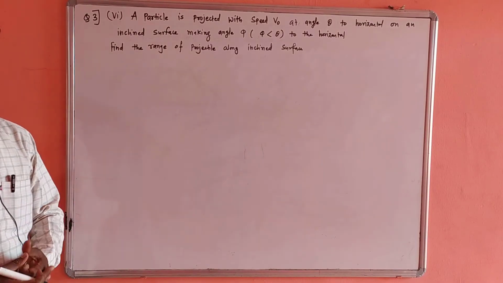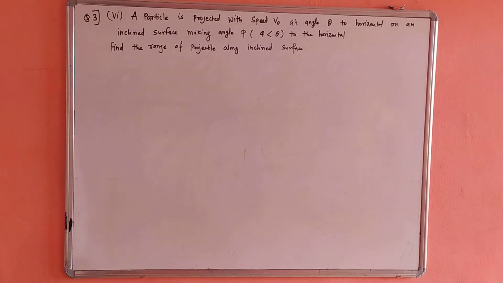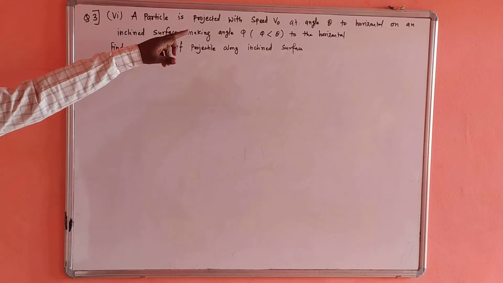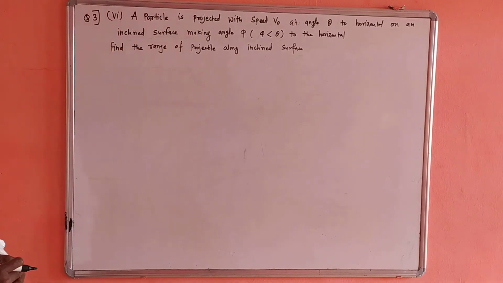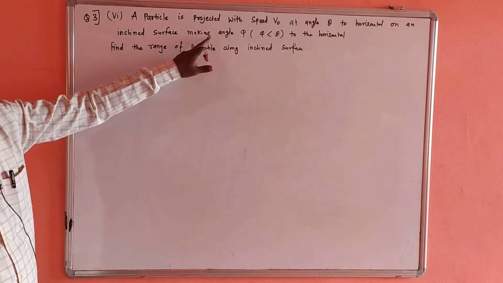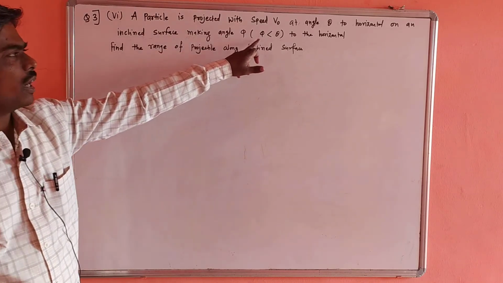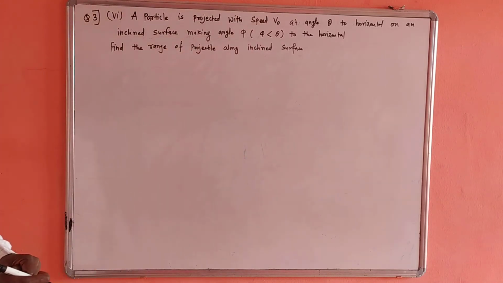So this is the next problem, problem number 6 from question 3, motion in a plane. A particle is projected with speed v0 at an angle theta to the horizontal on an inclined surface making angle phi, where phi is less than theta, to the horizontal. Find the range of the projectile along the inclined surface.